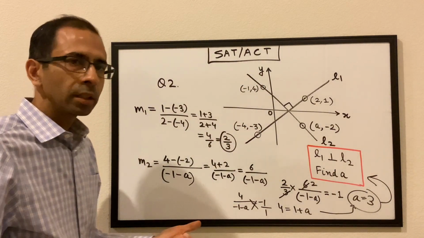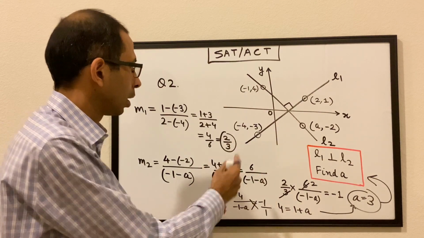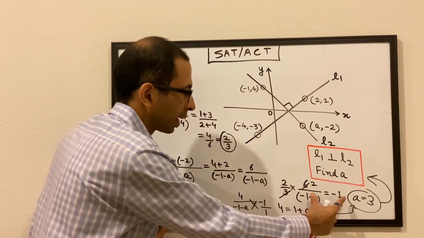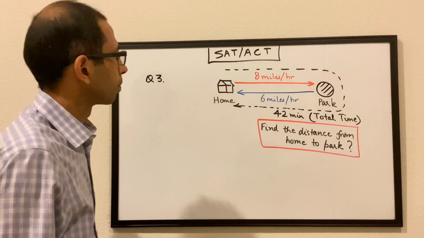right? So again, just to reiterate, these two lines are perpendicular. We found the slopes of each of them. The product of those two has to be equal to minus 1, and we solve that to get the value of A. Okay, question number 3.